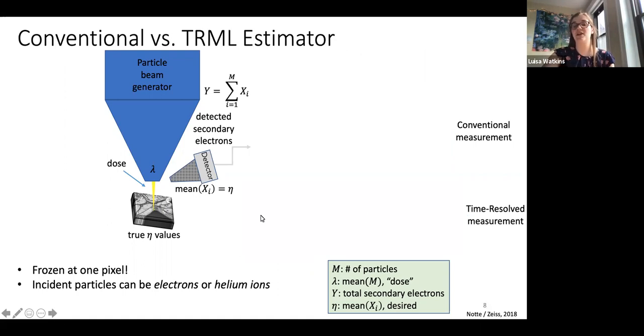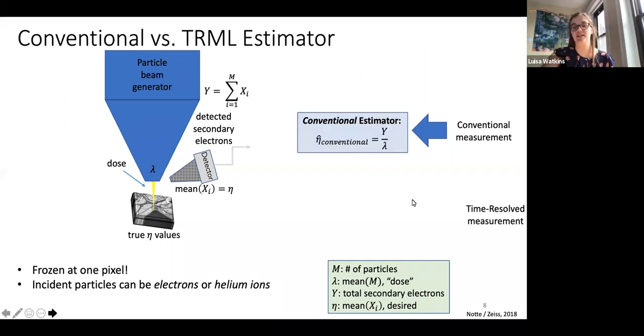Now, these different measurements aren't the estimators themselves, they're just ways of collecting the data, but they each are analogous to specific estimators. So the conventional measurement goes with the conventional estimator, which just takes this one y value and divides it by the dose. And that gives us our eta, which again, I have a hat here, meaning this is an estimate versus the true eta. So this is what's done at each pixel.